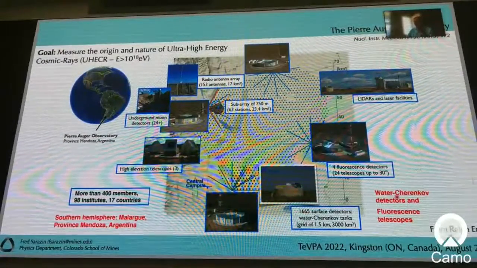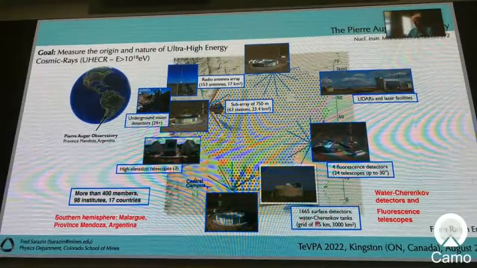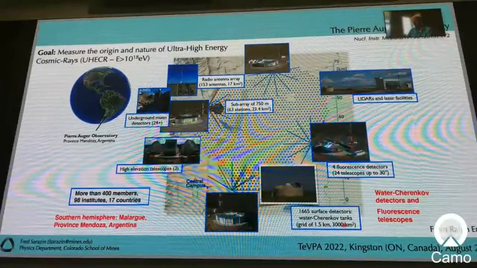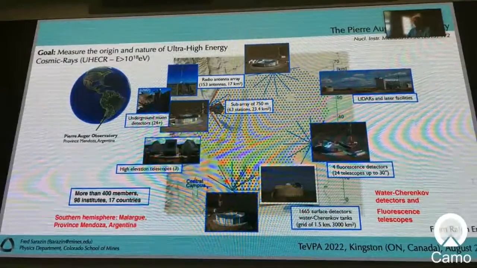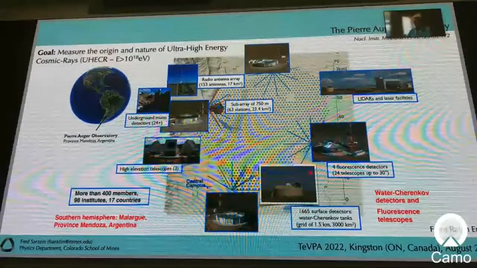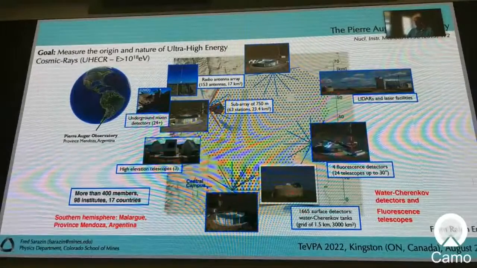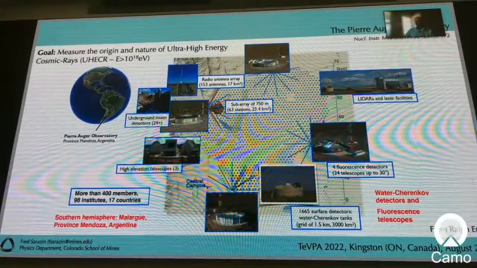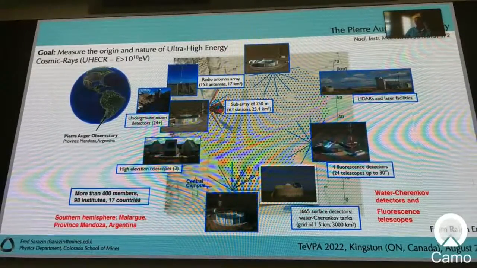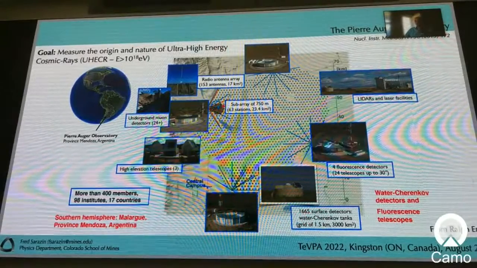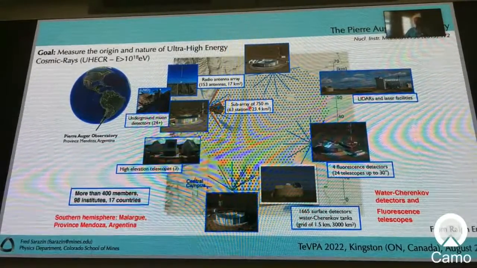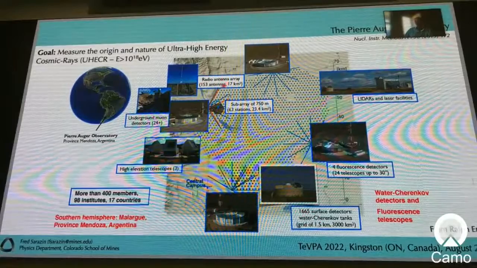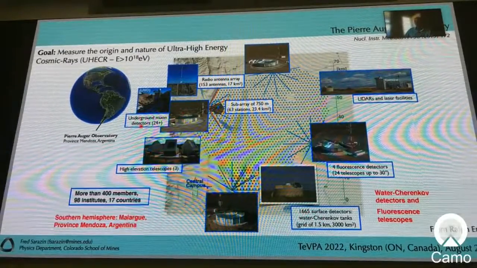The baseline design has a surface detector made of water Cherenkov tanks, about 1,600 of them, spaced about 1.5 kilometers apart. Then there is a fluorescence detector made of 27 telescopes that overlook the array to measure fluorescence. If you look on the side here, you have a sub-array detector which allows measurements at lower energy. It also has a radio antenna array, so we can take measurements in the air as well as on the ground.